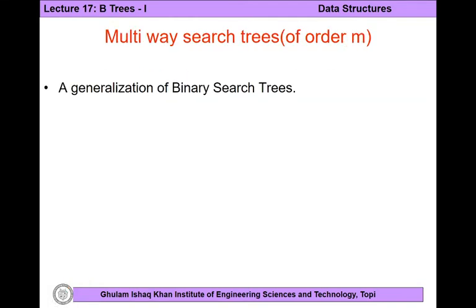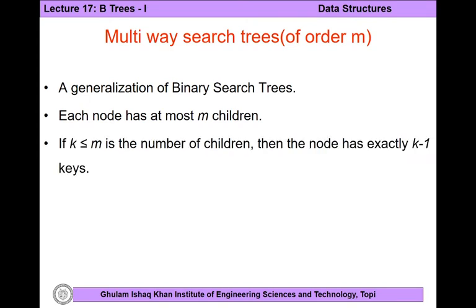So it is a generalization. The B tree is a generalization of a binary search tree, where each node has at most m children, where m is a predefined number, which I'll be talking about shortly. Now if k, which is a different number, less than or equal to m, is the number of children, then the node has exactly k minus 1 keys, right?